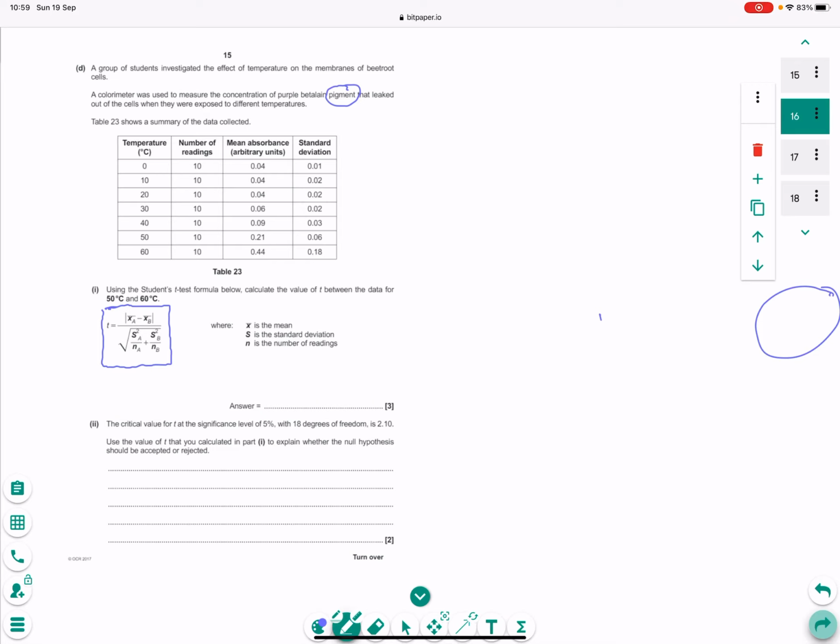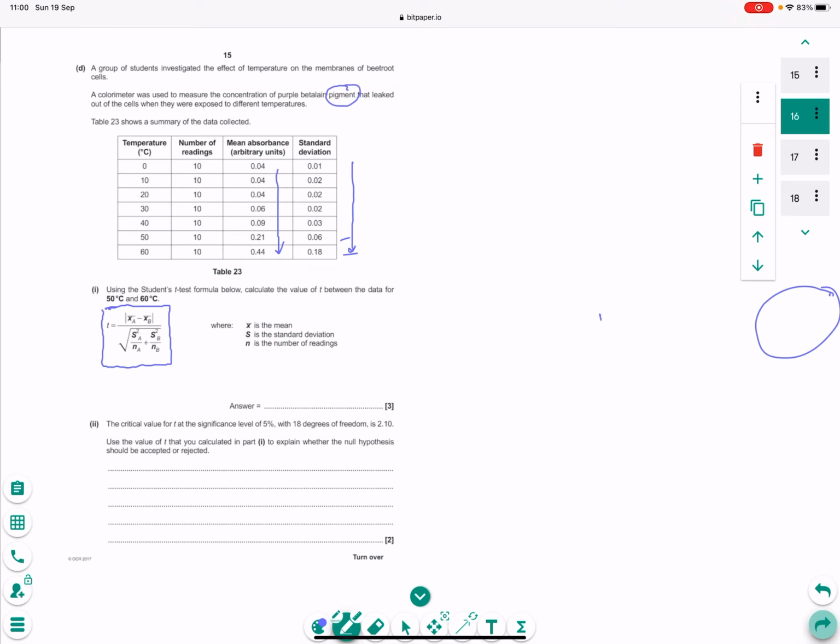That leaked out of the cell when they were exposed to different temperatures. Okay, so they measure the absorbance, that's standard deviation. They measure the absorbance, it's increasing. But also, the variability of this data at the top is also increasing, because it's a wider spread.